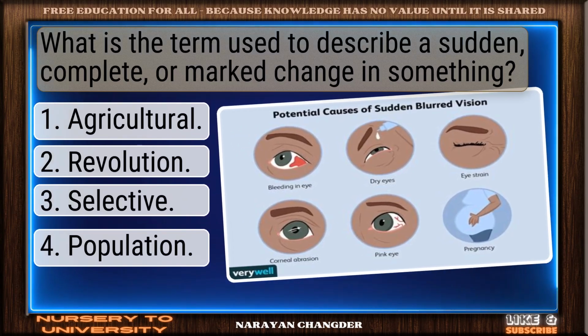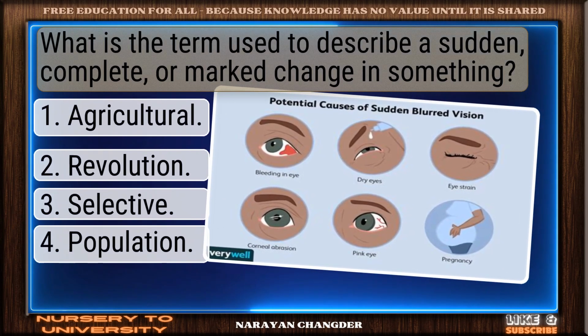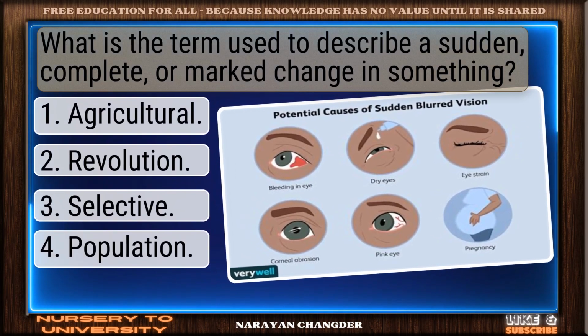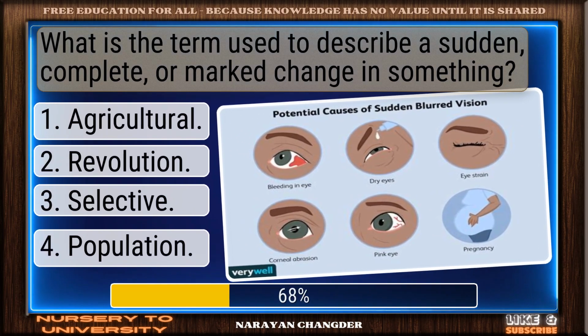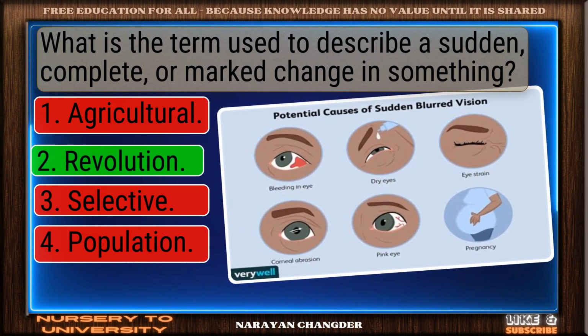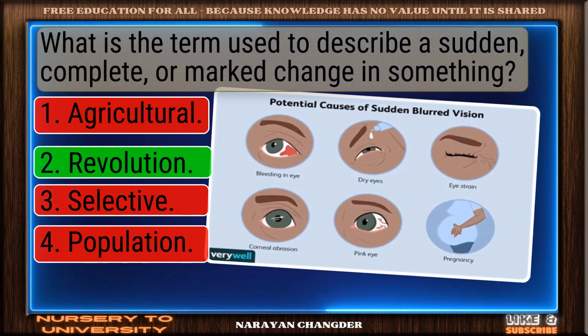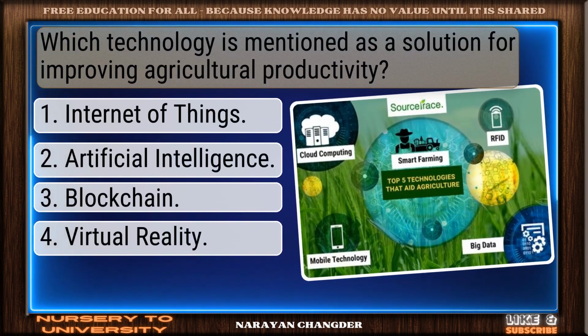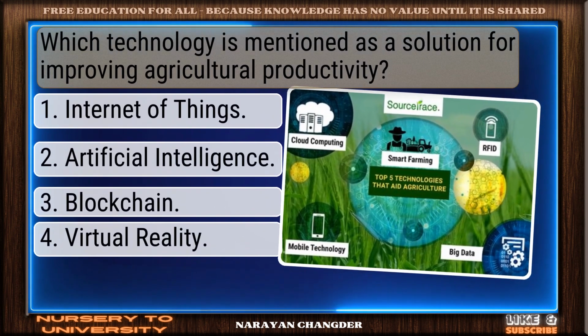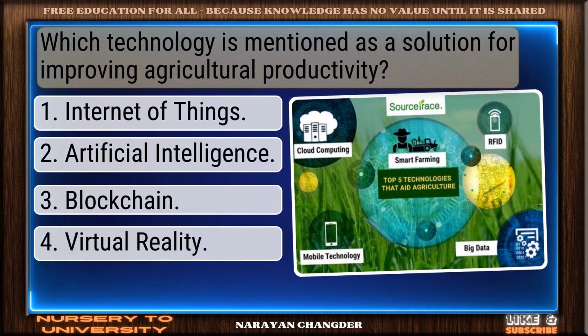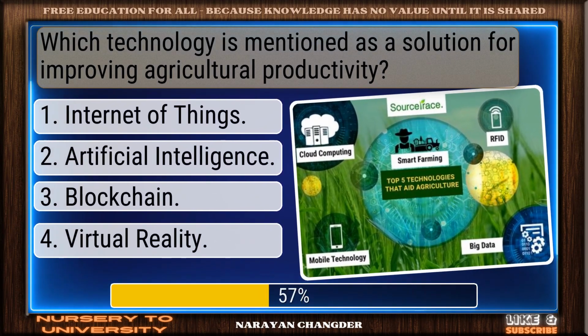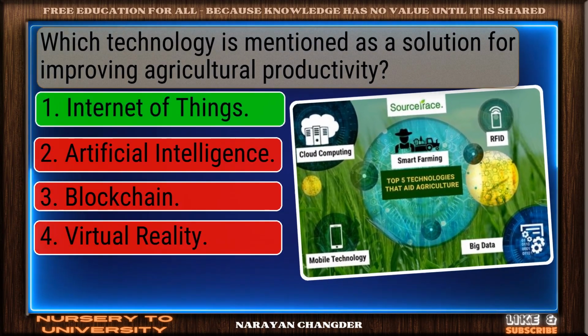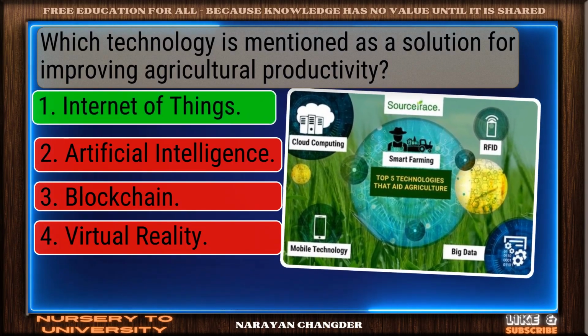What is the term used to describe a sudden, complete, or marked change in something? On track. Revolution is the correct answer. Which technology is mentioned as a solution for improving agricultural productivity? Valid point. Internet of Things is true.